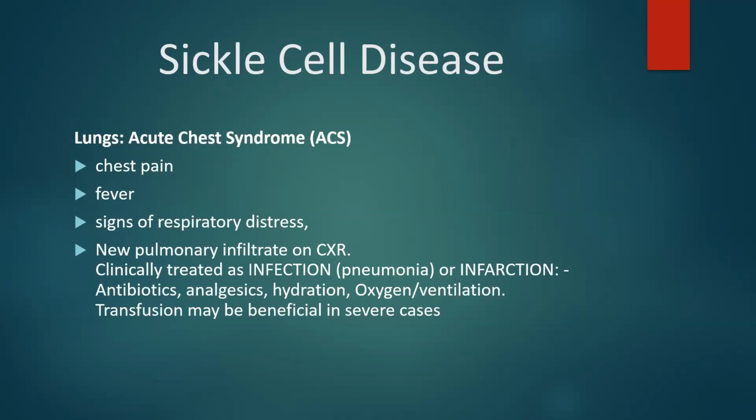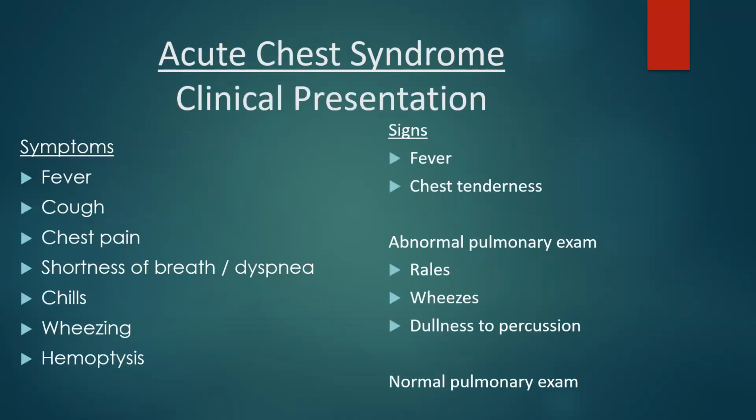If the crisis is severe, hemotransfusion may also be indicated. This is the clinical presentation that may come along with this crisis. The patient might be febrile, may come with cough, chest pain, shortness of breath, wheezing, hemoptysis. On clinical examination, the patient might be febrile, and chest tightness may be there. Pulmonary examination may be normal or abnormal, with wheezing or dullness to percussion.